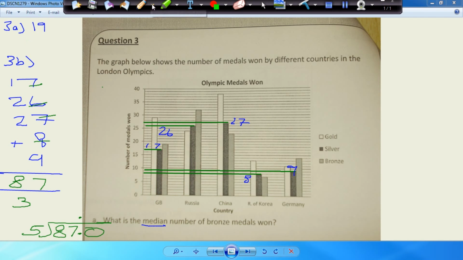So let's have a look. 5 into 8 is 1 remainder 3. 5 into 37 goes how many times? 7. 5 times 7 is 35, remainder 2. So how many 5s in 20? 4. So that gives you an answer of 17.4. That will be the mean number of silver medals. So 3B is 17.4.